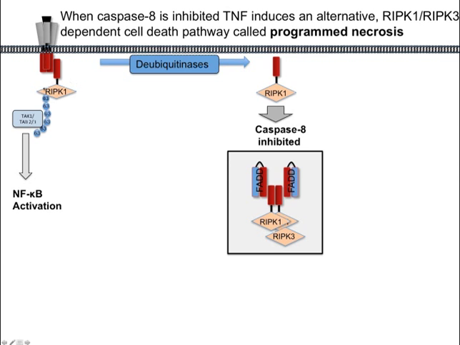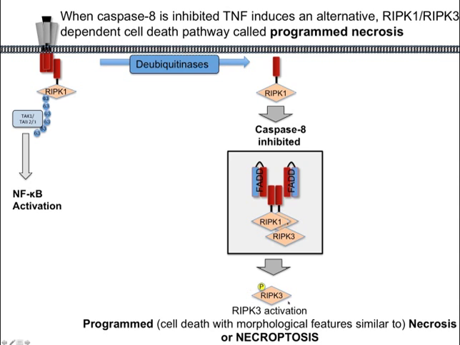This will be an important player later in the talk, so keep RIP1 in mind. RIP1 can then translocate into the secondary complex in the cytosol, where, when caspase-8 is absent, RIP1 can interact with another kinase called RIP3, and this activation of RIP3 by RIP1 leads to necroptotic cell death.